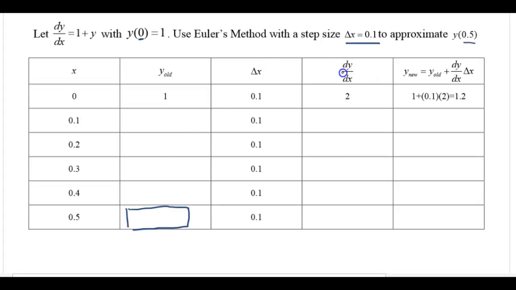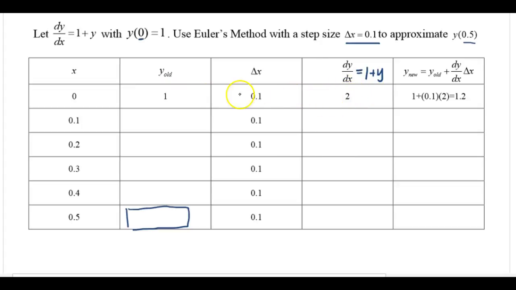And then dy dx is going to change every time. It's going to depend on whatever the equation is for dy dx and whatever my corresponding values are. So dy dx is dependent upon only y values, so 1 plus y. So this first row has been filled in. Let's just analyze where it's coming from. I'm plugging in my y old from this row. So 1 plus 1 gave me 2.